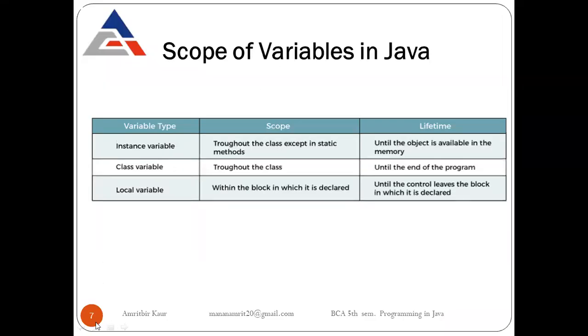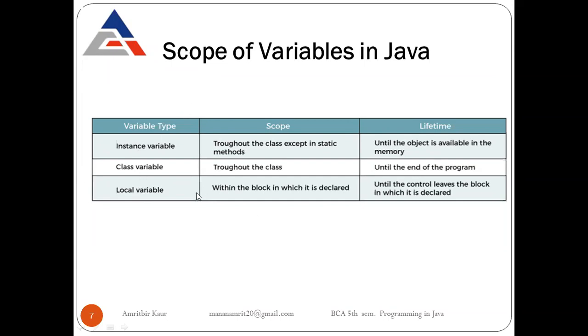So for an instance variable, its lifetime lasts until the object is available in memory. When memory is deallocated from the object, the instance variable will be destroyed and its lifetime will be finished. Then the class variable lives through the class until the end of the program. So its lifetime ends when the end of the program arrives.